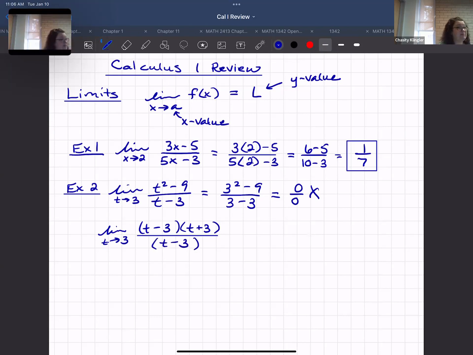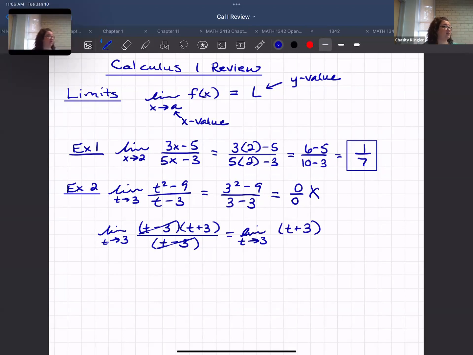So now we've got t minus 3 on top and bottom. That'll cancel. That's your removable discontinuity. That gets rid of your problem spot. So now we just need to take the limit as t approaches 3 of just t plus 3.